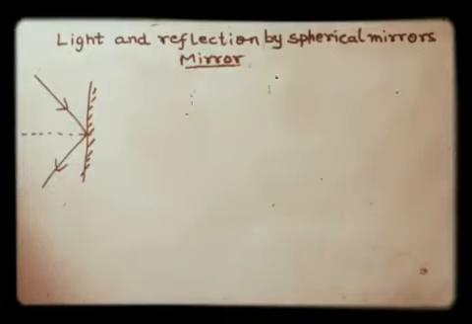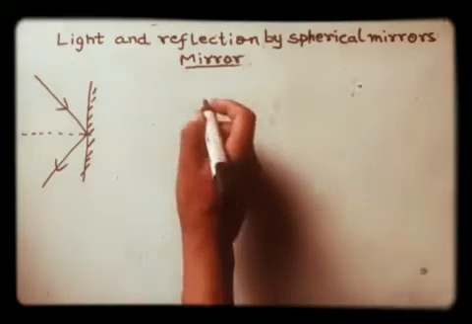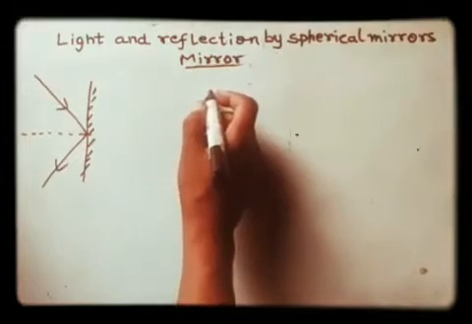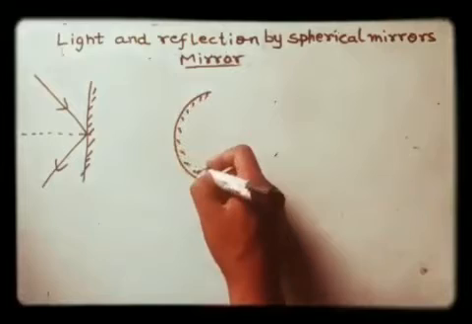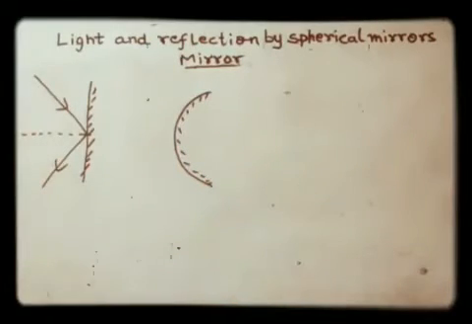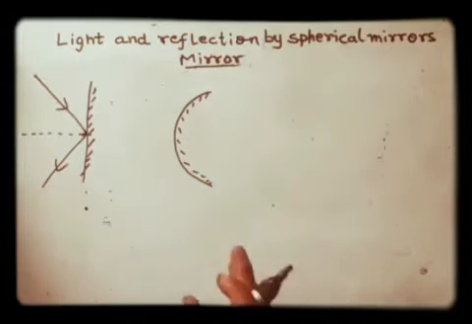But in the case of a spherical mirror, there are several terms related to that mirror which are very, very important. First, I'm talking about the convex mirror. This is a convex mirror. Now, first thing, how is it formed? We can assume that it is a part of a sphere.